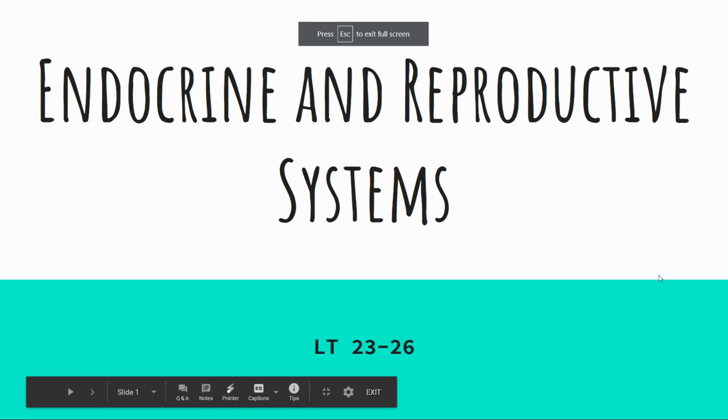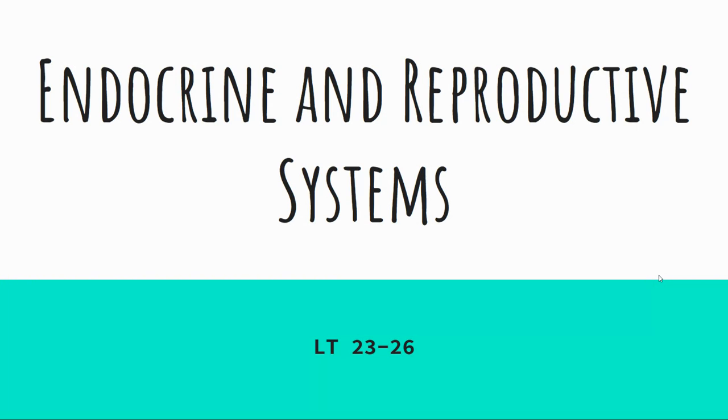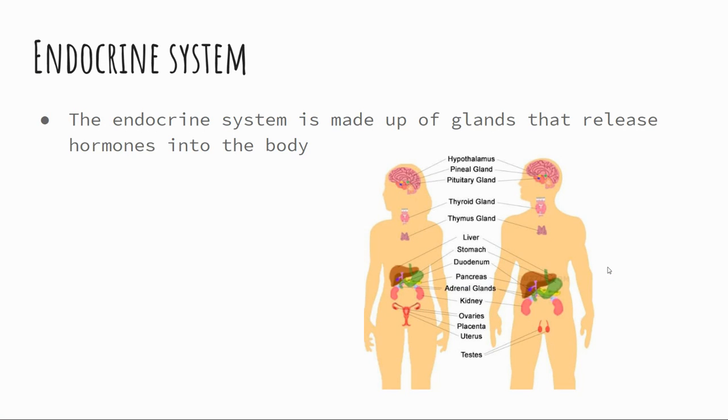All right, so we're going to move into learning targets 23 through 26, which is going to deal with the endocrine and reproductive systems in animals. So the endocrine system is made up of glands that release hormones in the body. Again, hormones are chemical signals that drive processes in the body, and there's a system filled with glands that really drives this process.